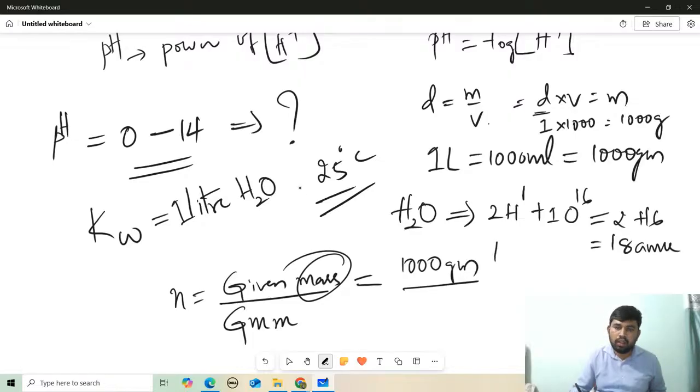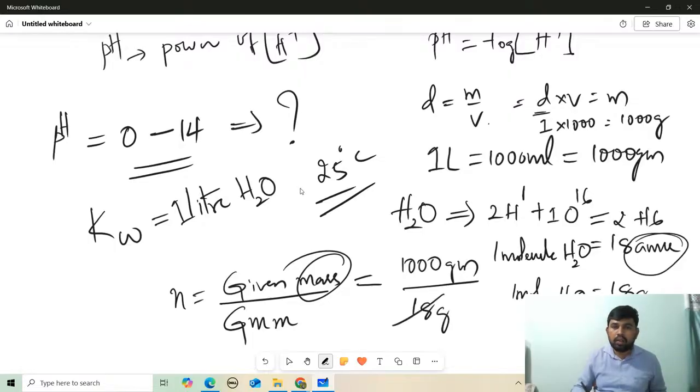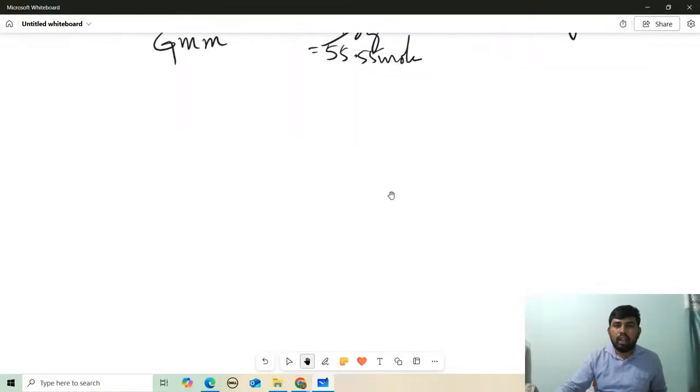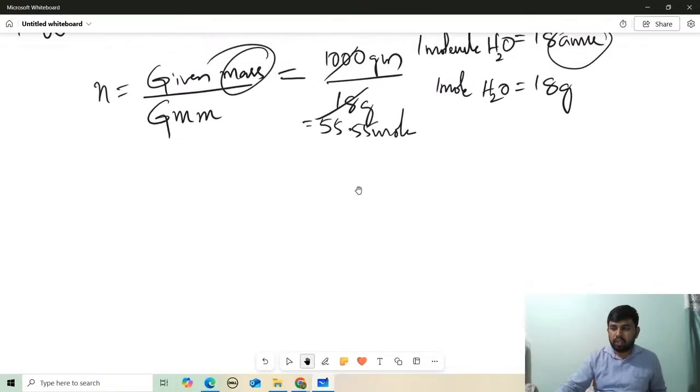This is the mass of one molecule of H2O. What do you mean by gram, sir? Gram means 1 mole of H2O is equal to 18 grams, not 18 amu. Remember. So now if you take 18 grams, 1000 grams will give approximately 55.55 moles. Just remember, 1 liter of water contains 55.55 moles.